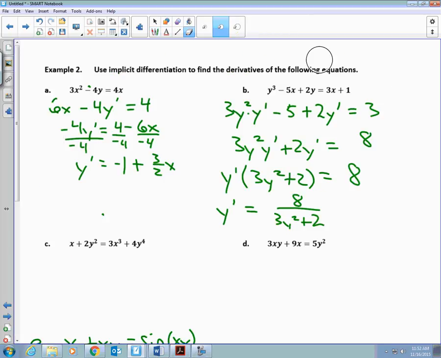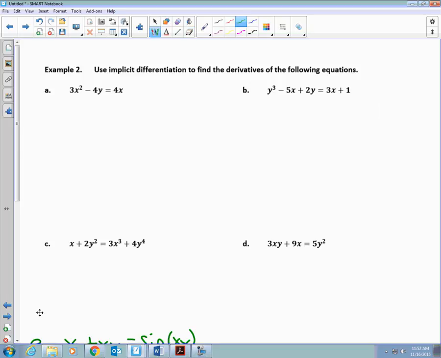So let's go to this sheet right here. We'll skip through that spot that we were talking about because we're a little bit behind for time. And we will use implicit differentiation to find the derivatives of the following equations. 3x squared minus 4y equals 4x. What's the derivative of 3x squared? 6x. What's the derivative of negative 4y? Negative 4, and you have to attach a y prime, equals derivative of 4x, 4.